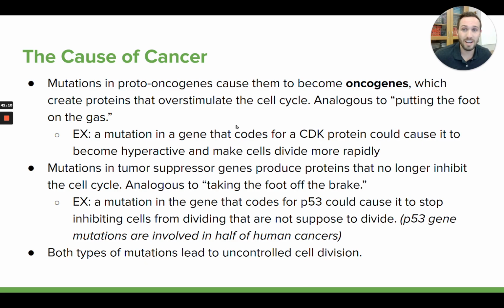And so to give you guys some examples of these types of mutations that could lead to cancer, if you have a mutation in a proto-oncogene, that could sometimes lead them to become oncogenes.